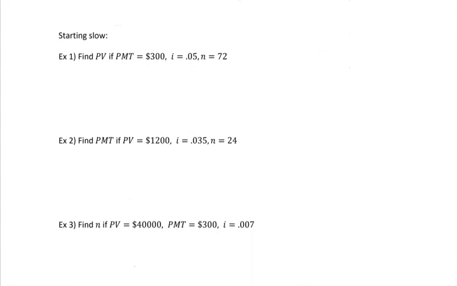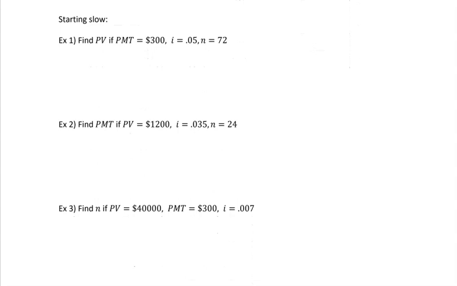So just like before, we are going to start just by plugging some of this stuff in. So find PV if the payment is 300, I is 0.05, and N is 72. So PV equals the payment, which is 300, and then 1 minus 1 plus I, which is 0.05, to the negative n, so this is going to be negative 72, all over I, which is 0.05.